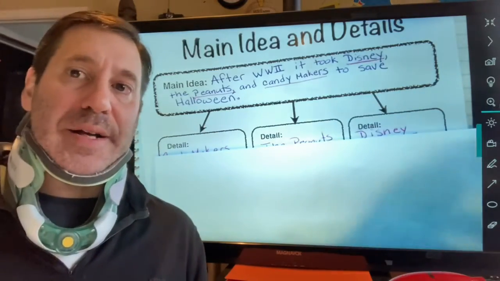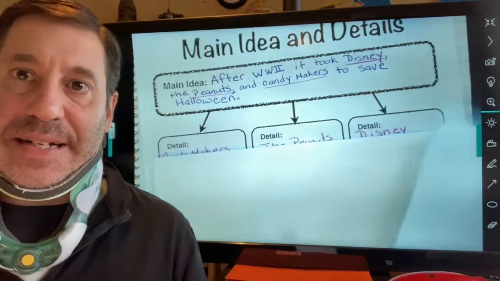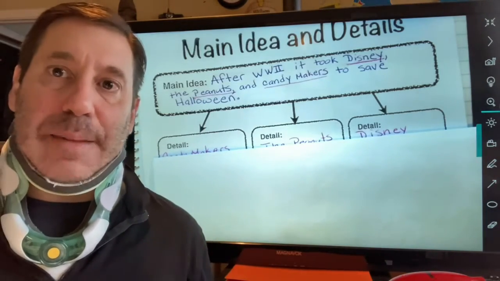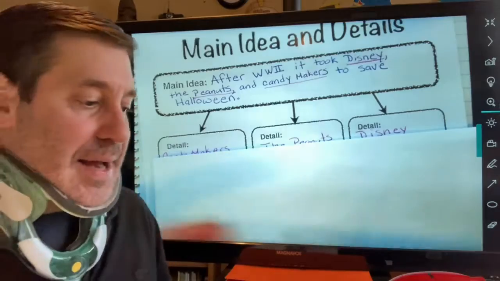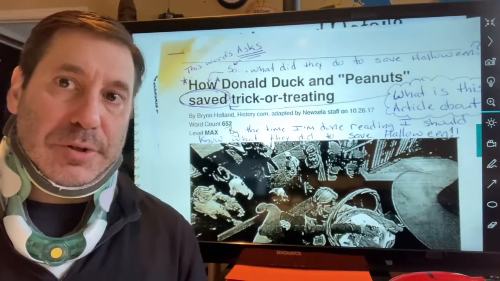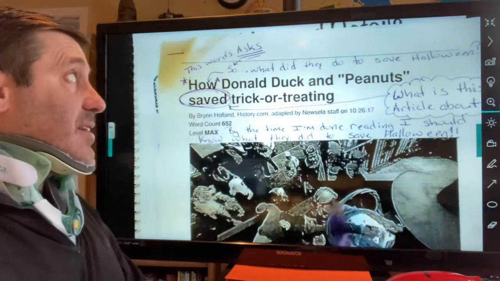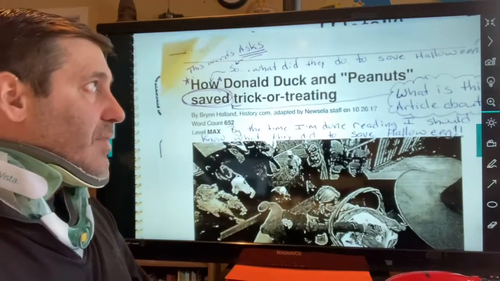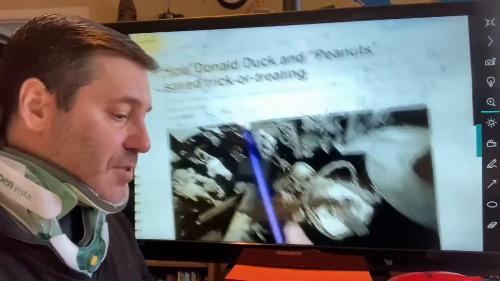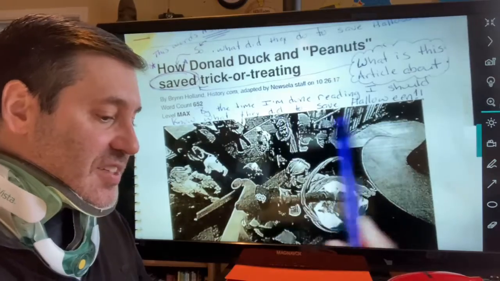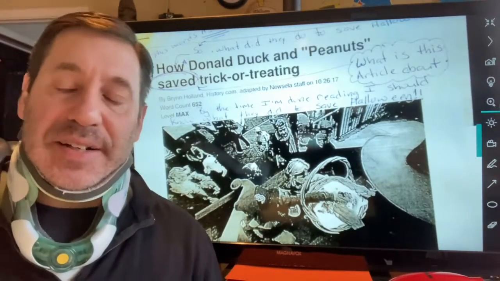So how do I know what details I need to include? It's very simple. If I take my topic sentence or my main idea and I combine it with my title, it tells me what details I need to include. The title says, How Donald Duck and Peanuts Saved Trick-or-Treating. And by the time I'm done, I should know what they did to save Halloween. These are the details I'm looking for.